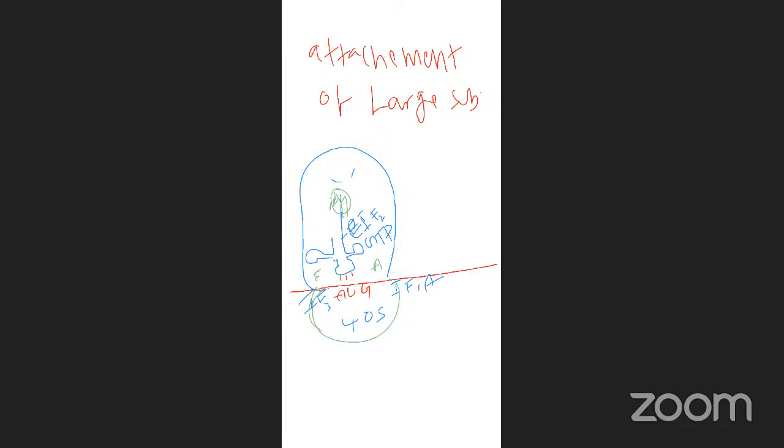After that, finally, the large subunit attaches to this mRNA strand, with the help of initiation factor 5. Now the P site holds the methionine amino acid tRNA, the A site is empty, and the E site is empty.